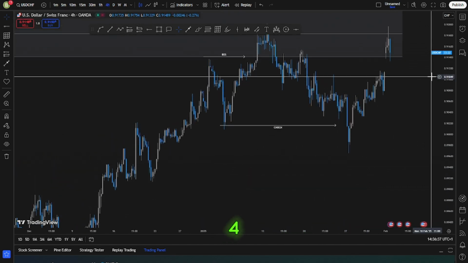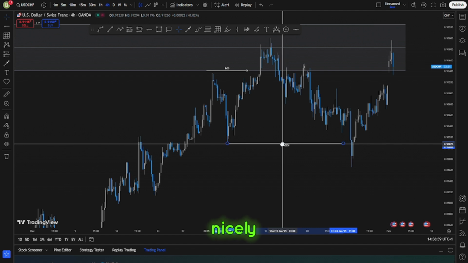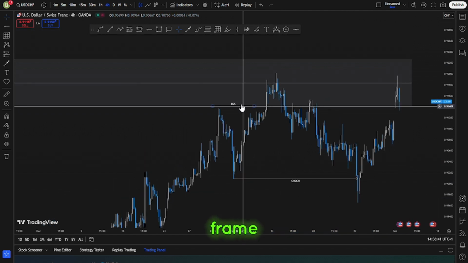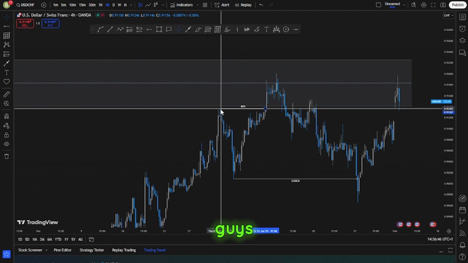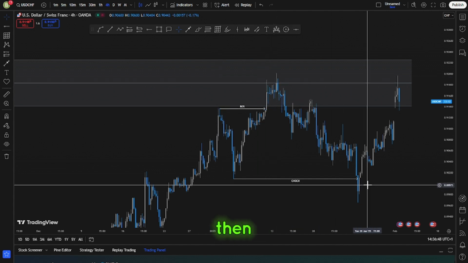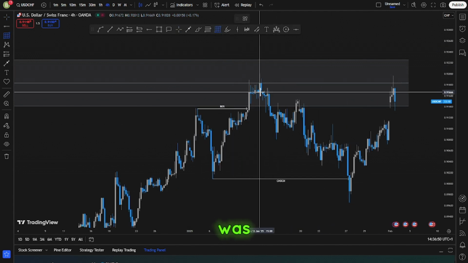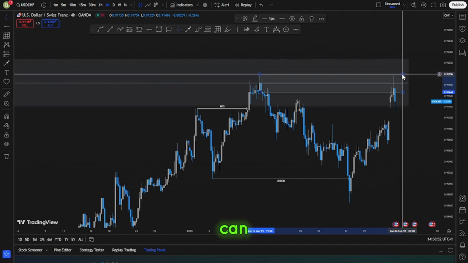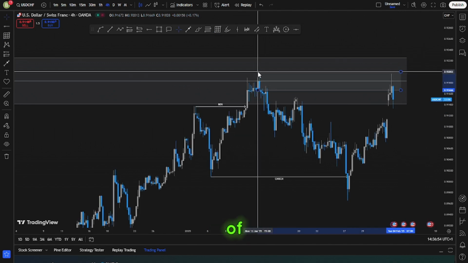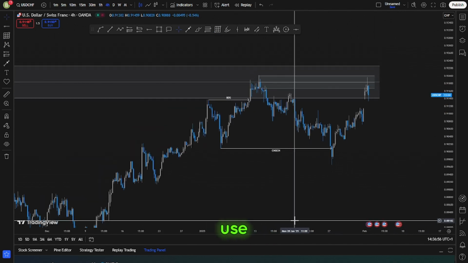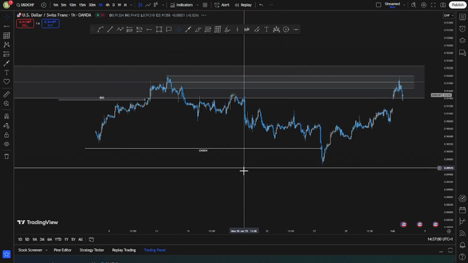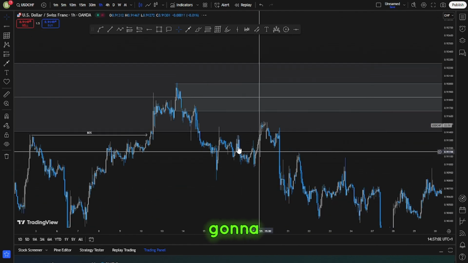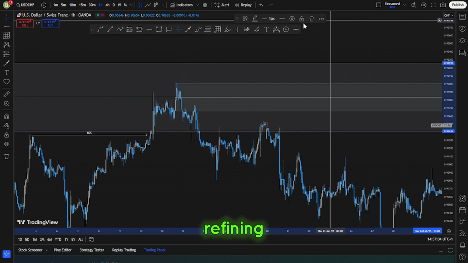As you can see on the 4-hour, we are aligning very nicely with the daily time frame. So break of structure here, and this acts as liquidity, guys. We took out the liquidity, then we sold off, and then this was an area of supply. As you can see, we are in that area of supply, and make sure that you use confirmations before you just jump into the markets, guys. So around here we're gonna be refining each and everything.